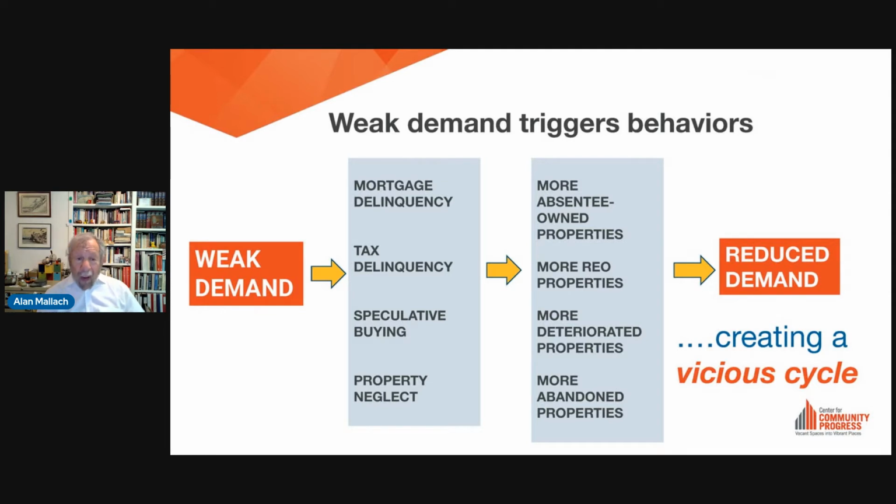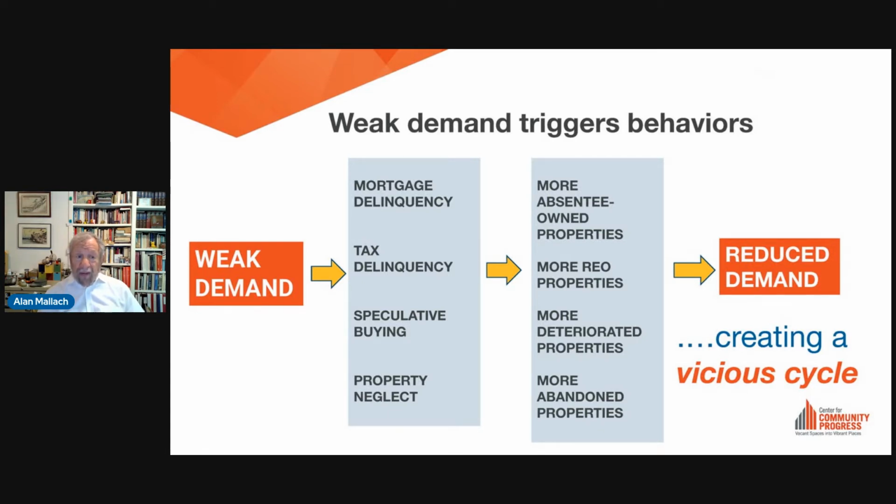So what happens when you get weak demand is you get a whole series of behaviors that start destabilizing the neighborhood. A couple of these I talked about this morning. People are less likely to pay their mortgages. People are less likely to pay their property taxes. Buyers, investors are more likely to be speculators than long-term stable investors. And then people will not maintain and certainly not upgrade their properties.